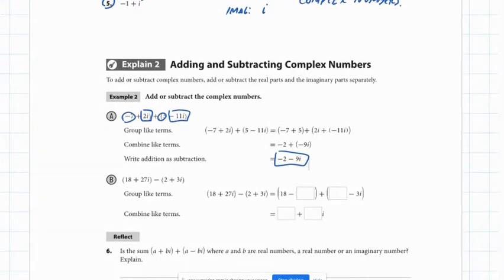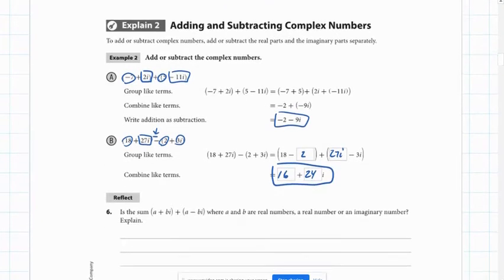In example B, again, if we just add the real parts, 18 minus 2, because it's subtraction. 18 minus 2 is 16 for the real part. The imaginary part's going to be 27i subtract 3i gives us 24i. So we did, again, 18 minus 2 for the real part, and 27i minus 3i is 24i. So there's our final simplified answer.